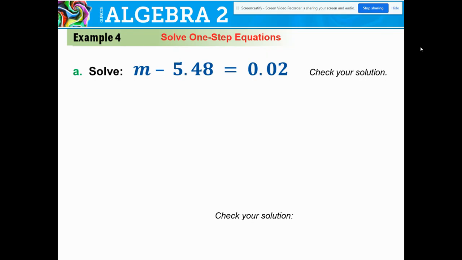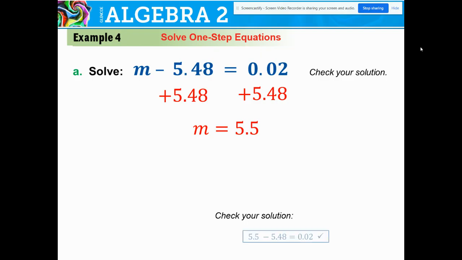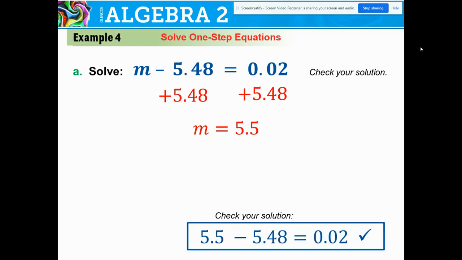So solve this equation. Check your solution. To solve this equation, we have to undo the minus 5.48, so we're going to add it to both sides. M equals 5.5. Let's check our answer. Plug our answer into the original equation in place of m and see if it makes it a true statement, and it does. So our answer checks.